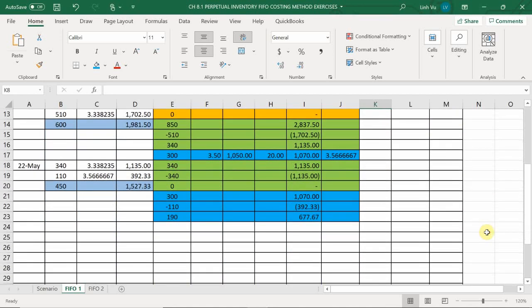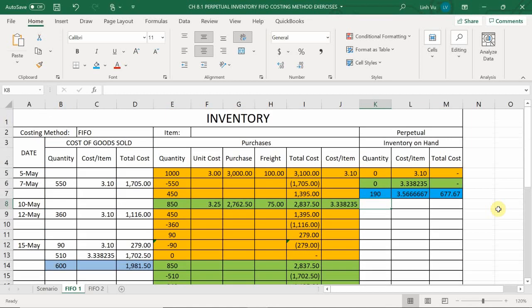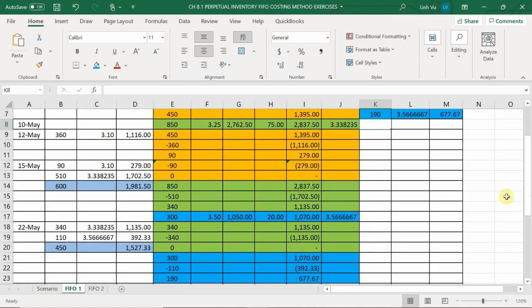So there we have it. All I have is one batch left of inventory, which is the blue batch, for 190 units left at a total of 677.67.